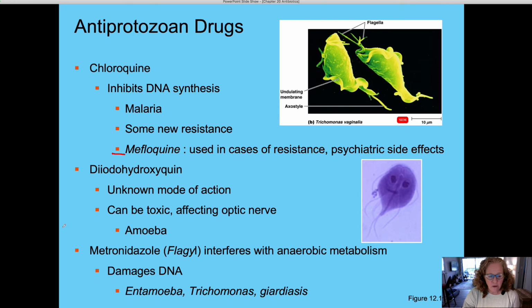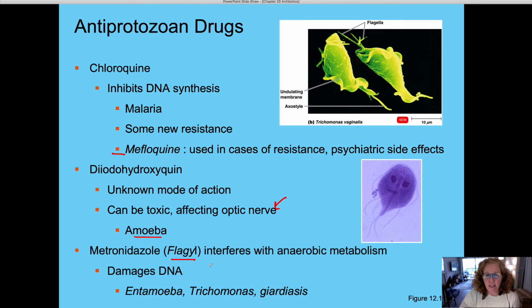Dioda is another antiprotozoan that is used against Entamoeba infections and other types of amoebic infections. One problem, however, is it does, for some reason, interrupt function of the optic nerve and can lead to either permanent or temporary and partial blindness. Then we have Flagyl.